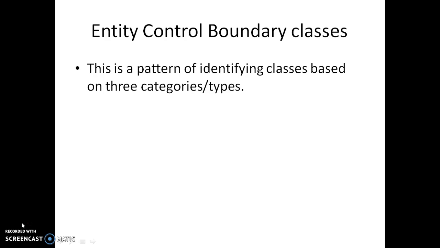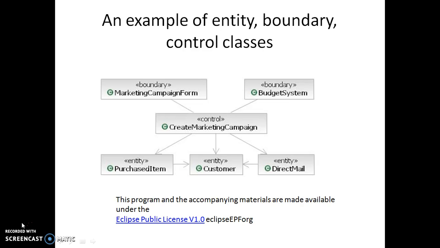Entity Control Boundary Classes are the three types of classes that can be identified for any application based on what they do within the application. So are they interfacing with the user? Are they doing some functionality? Or are they representing some information, let's say about a customer, would be an example of the three types of classes.